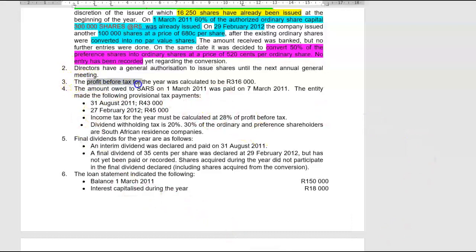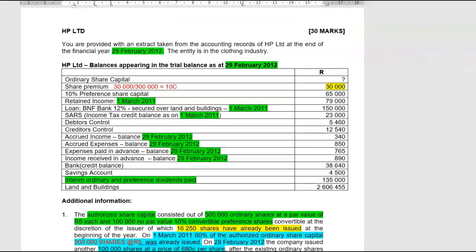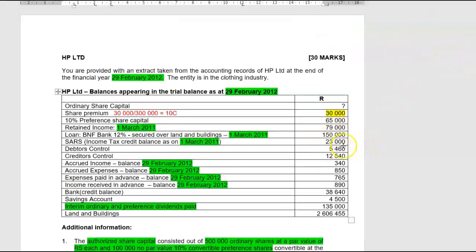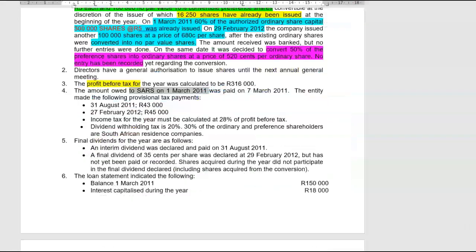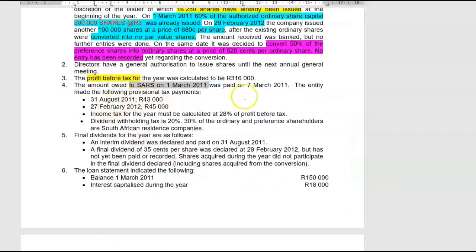Then the profit before tax for the year amounted to 316,000. Guys, what do we take to our statement of changes in equity? Profit after tax. The amount owed to SARS on 1 March 2011, if you look at your trial balance, 23,000, was owed to SARS at the first. And they said to us it was paid on the 7th of March.